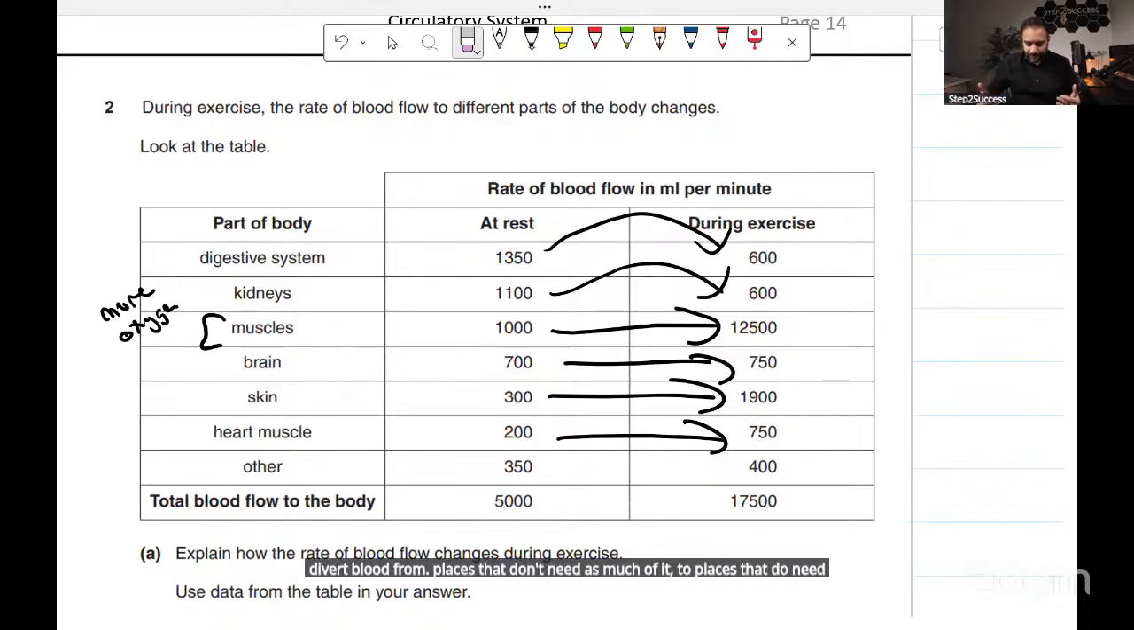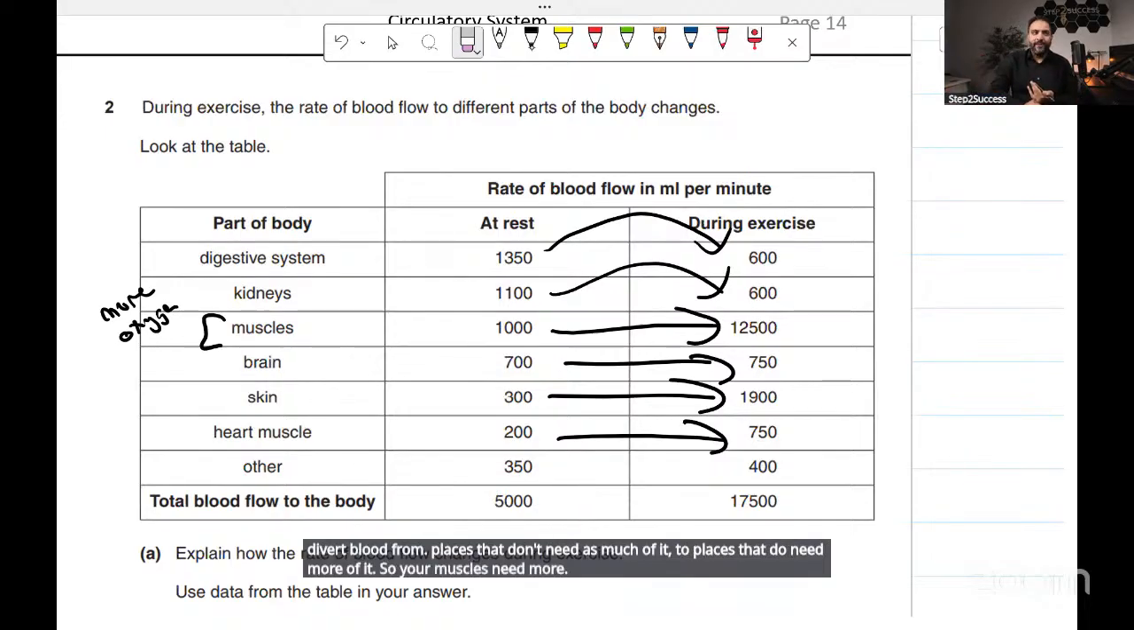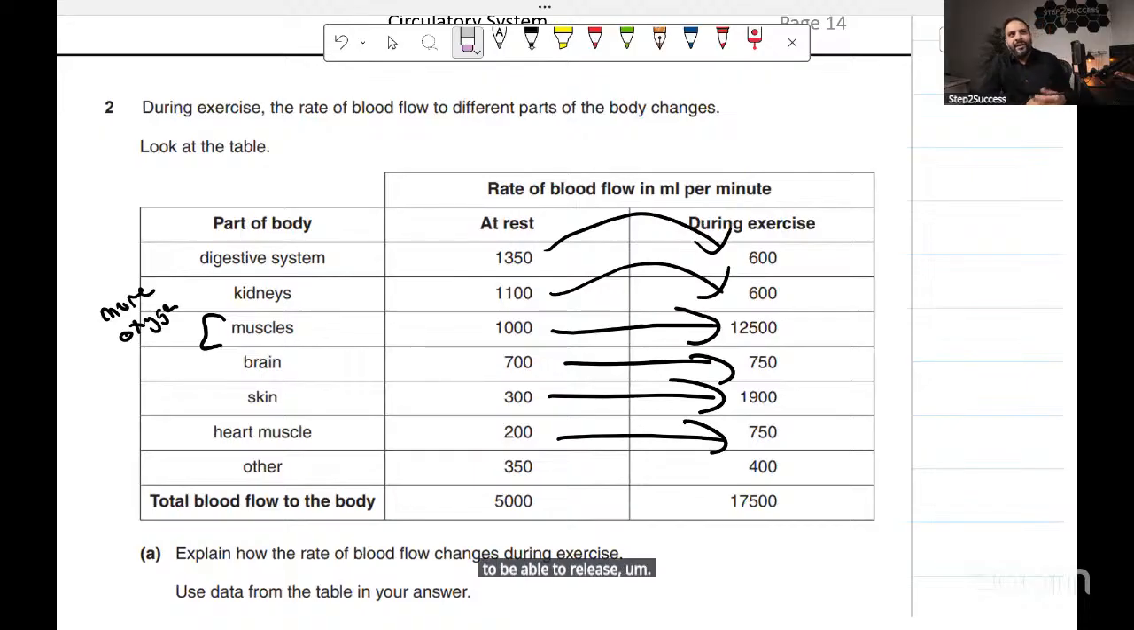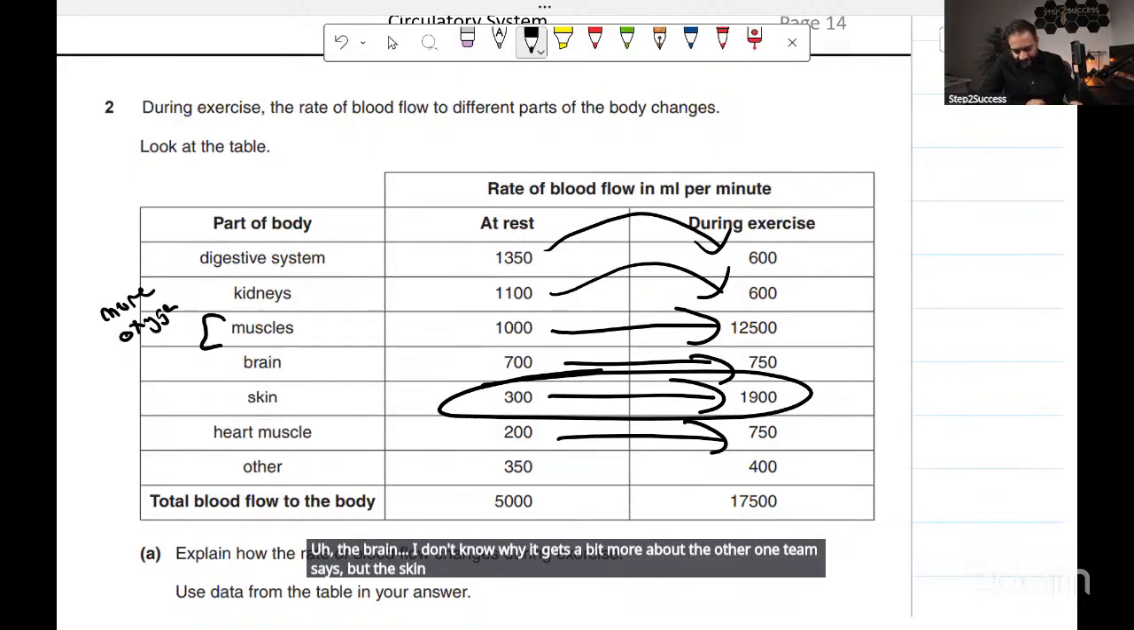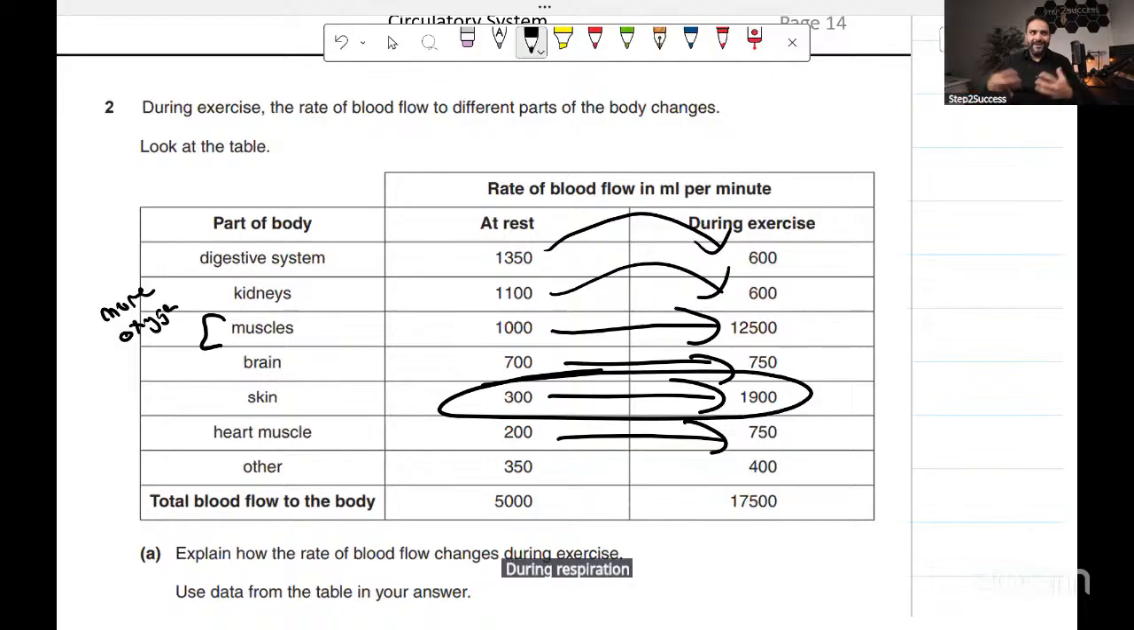So your muscles need more to be able to release energy from respiration. The brain, I don't know why it gets a bit more, but I'll see what the mark scheme says. But the skin I can explain. Why does the skin suddenly get way more blood when you're exercising? Because during respiration, you get warmer. You're releasing more heat energy as well.